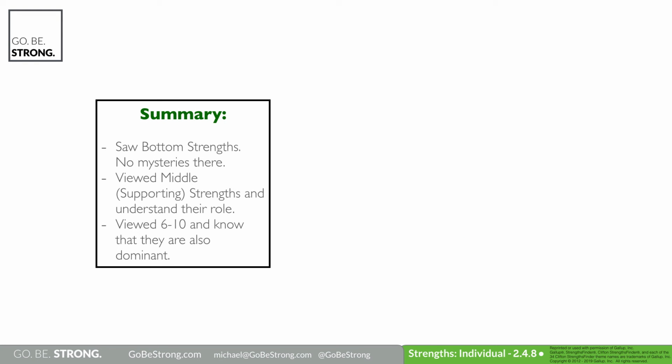So in summary, we got a chance to see our bottom strengths, and there's no mysteries there. We get a chance to view our middle or supporting strengths, and we understand their role. We draw on them from time to time, but they're not the place where we want to do most of the investment. And we viewed numbers 6 through 10, and we now know that they're also dominant strengths.